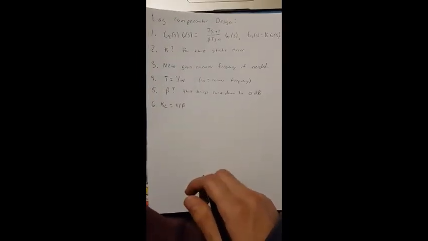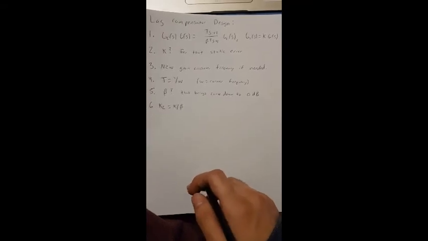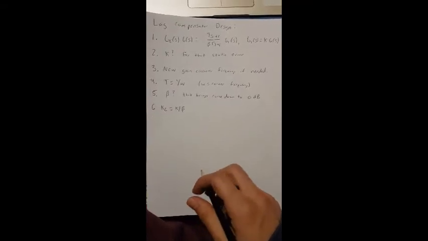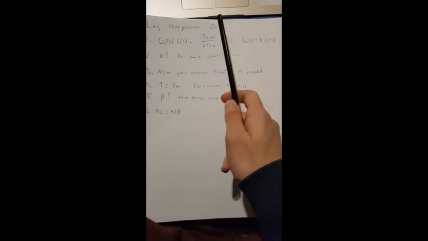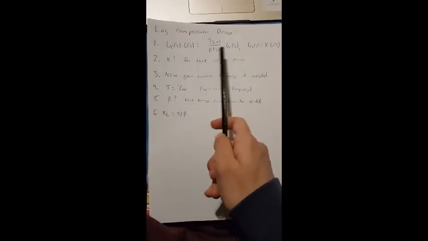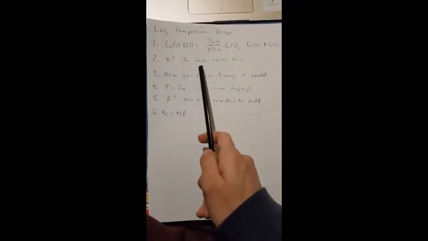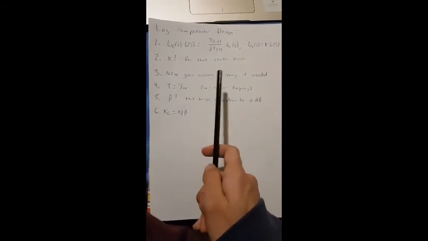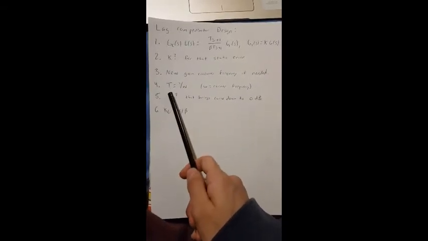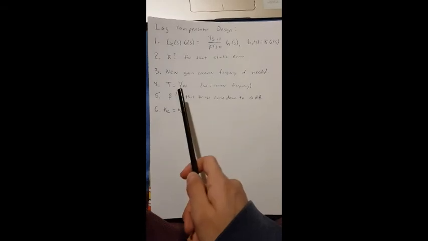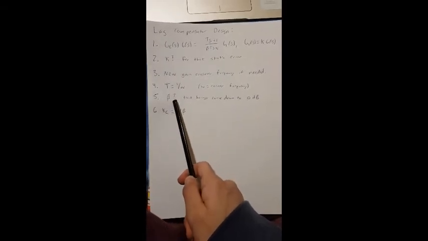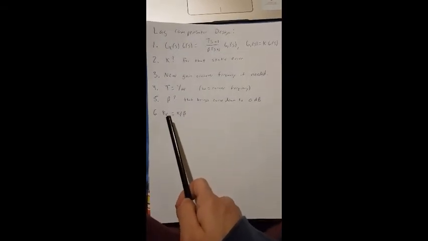The lag compensator is used to improve the steady-state error characteristics and acts as a low-pass filter. The design of it is as follows. You first define K and the new transfer function. You find K for that static error. You find the new gain crossover frequency if needed. And then you find the T from the corner frequency, the attenuation factor beta, and then finally the Kc required.